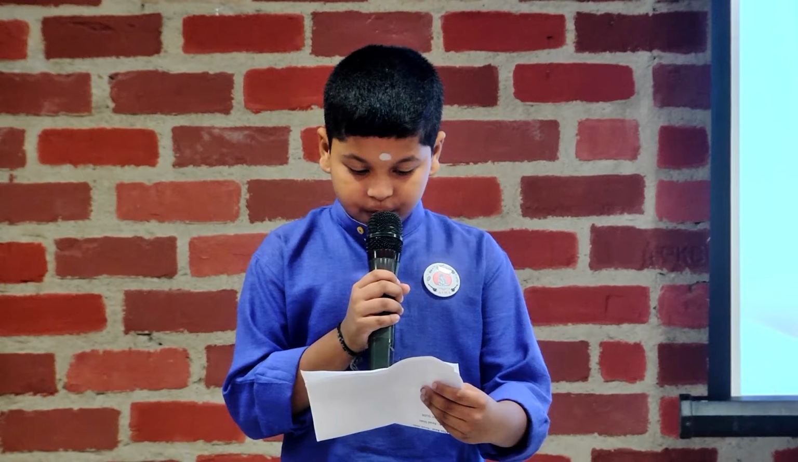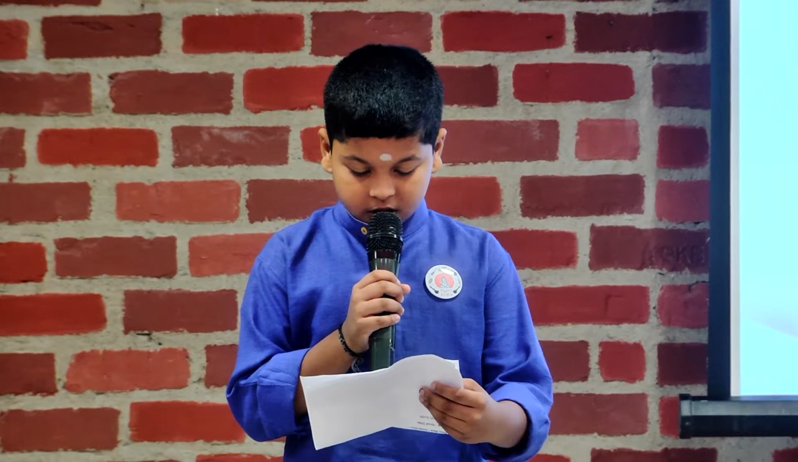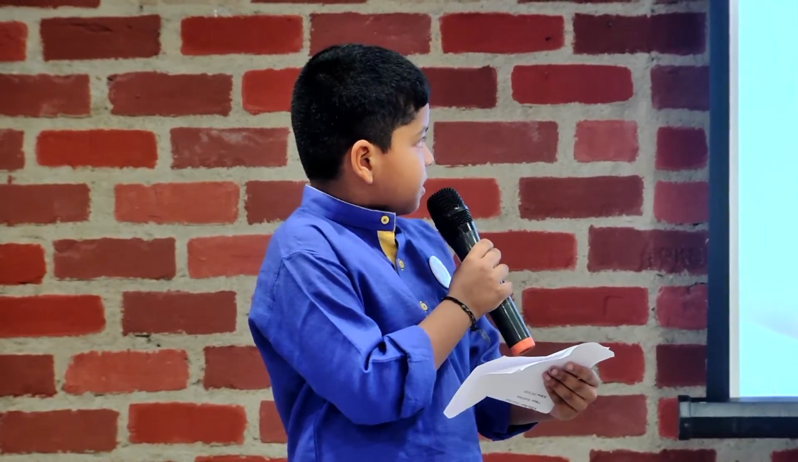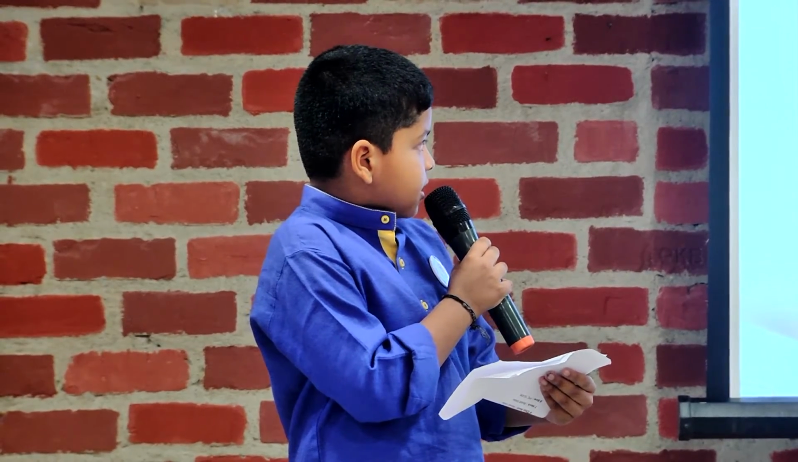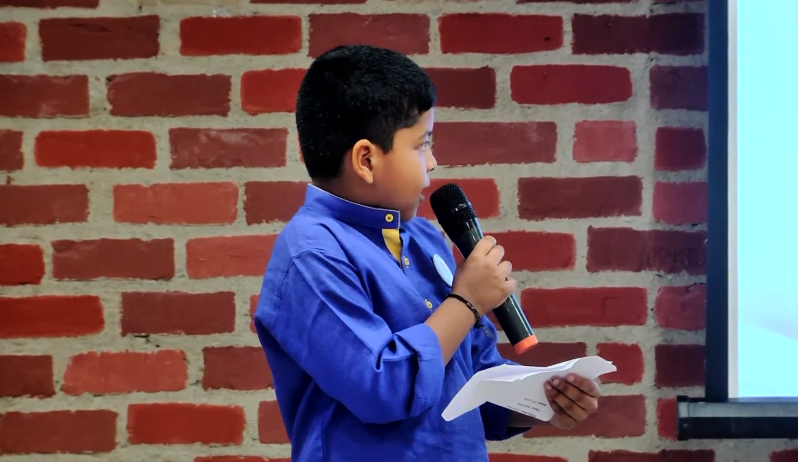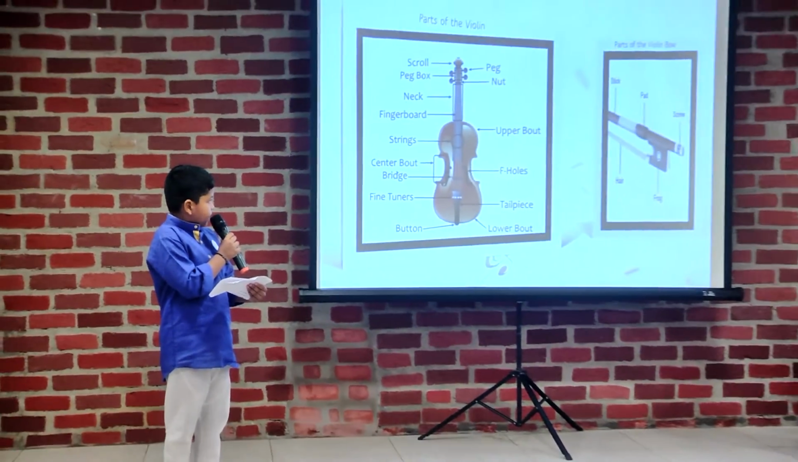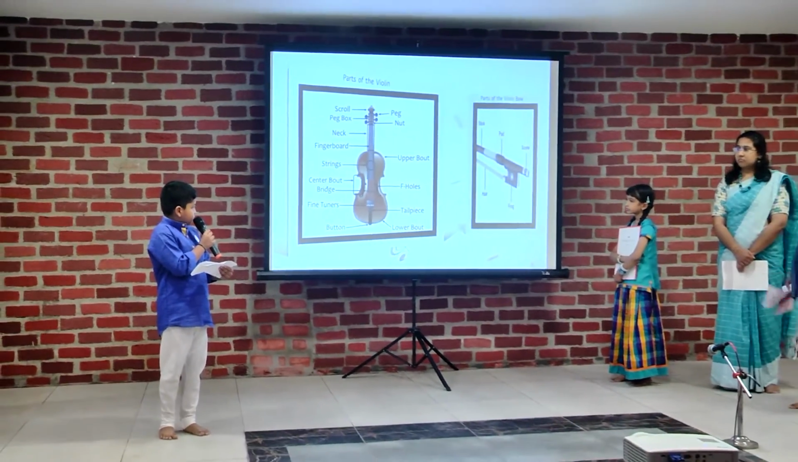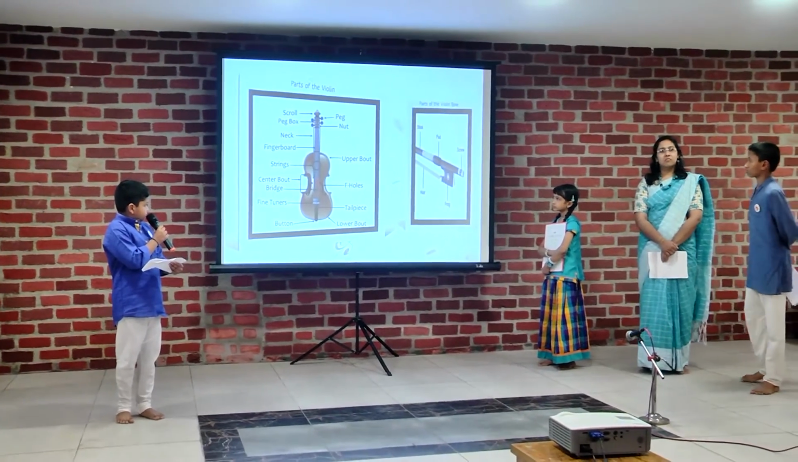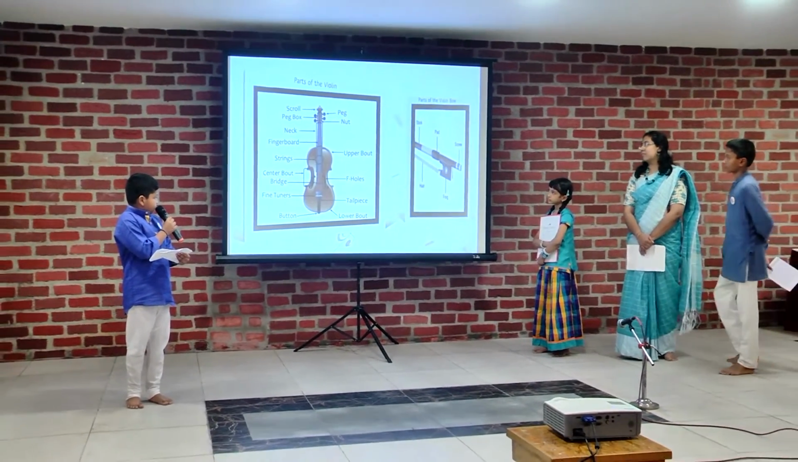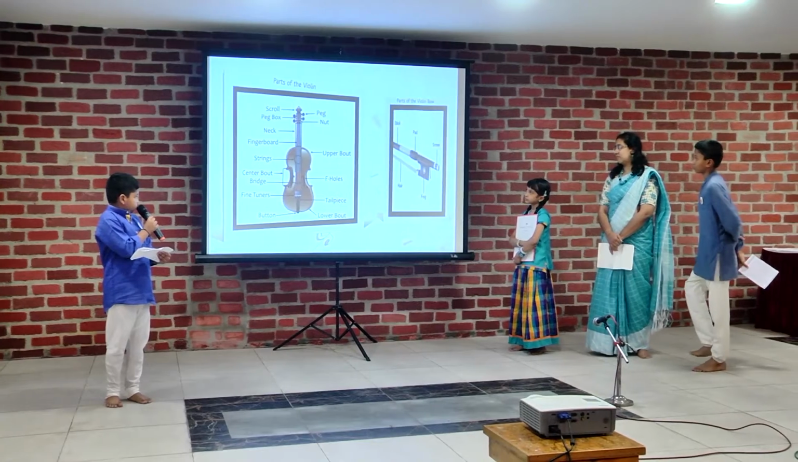I am here to present you the various parts in the violin family. Let's see the basic parts of the violin. At the top of the violin we have a scroll. Beside that we have a peg box. Some violins have 4 pegs because they have 4 strings, and some have 6 pegs because they have 6 strings. Next we have the neck, and the fingerboard which is glued to the neck.